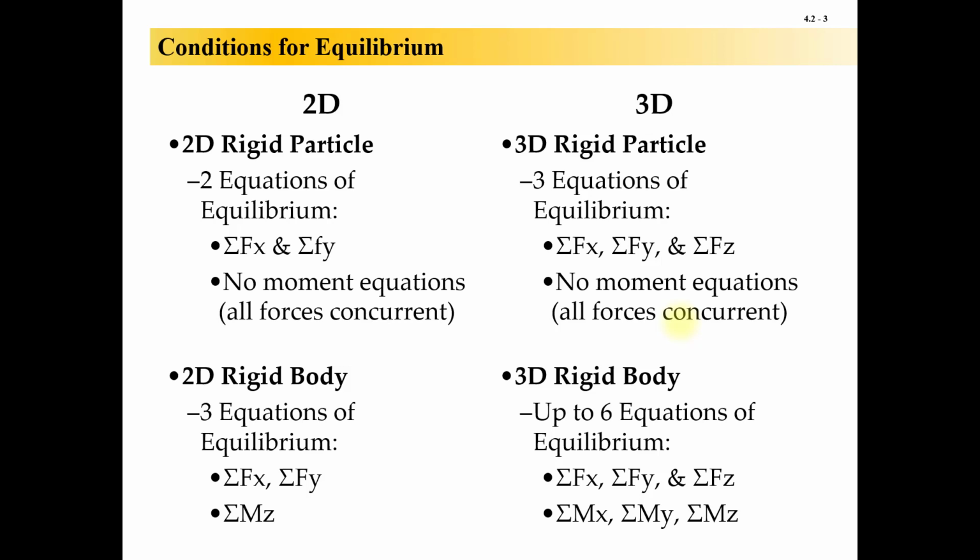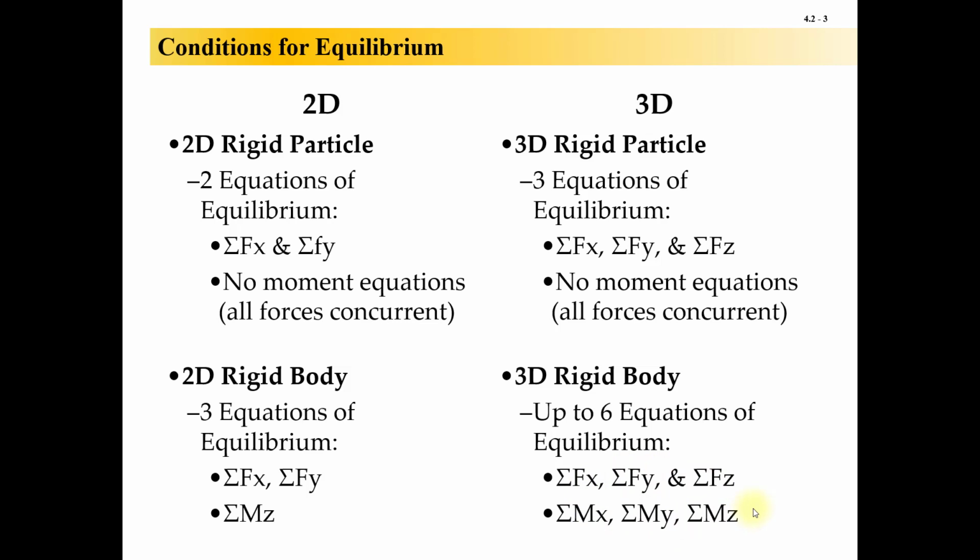And now we have the 3D rigid body. We have actually up to 6 equations of equilibrium. We have sum of forces in the x, y, and z, and then potentially the sum of moments about x, about y, and about z. So this is all of the equations of statics right here.